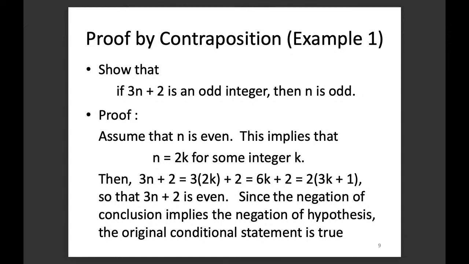Okay. Now when n is even, then n can be written as 2k for some integer k. Now we examine 3n plus 2. So 3n plus 2 is equal to 3 times 2k plus 2, and it is equal to 2 times some integer. So 3n plus 2 is even. So what we have done is: when the Q part is not true, so not Q, it implies that the P part is not true.